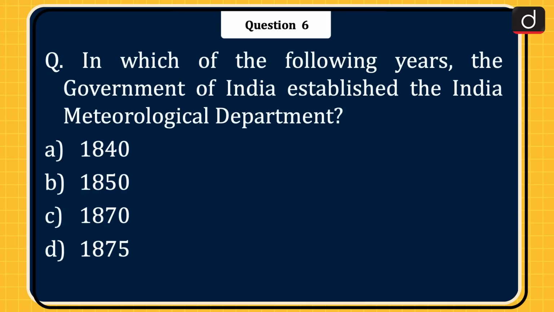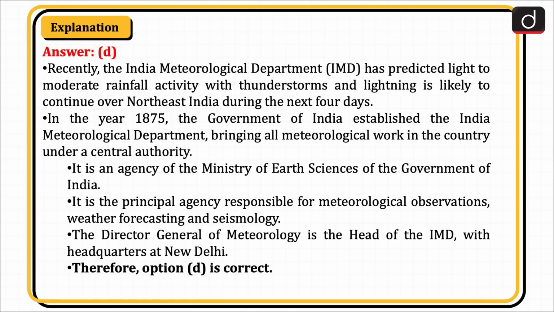Next question is, in which of the following years the Government of India established the India Meteorological Department? 1840, 1850, 1870 or 1875? The correct answer is option D, 1875. Recently, the India Meteorological Department or IMD has predicted light to moderate rainfall activity with thunderstorms, and lightning is likely to continue over northeast India during the next 4 days.